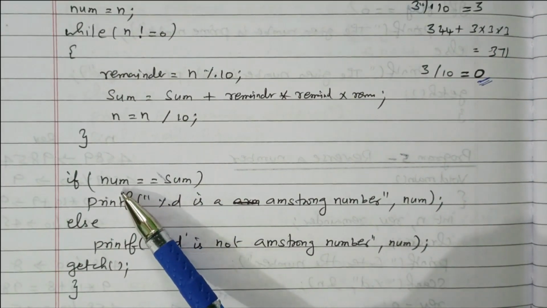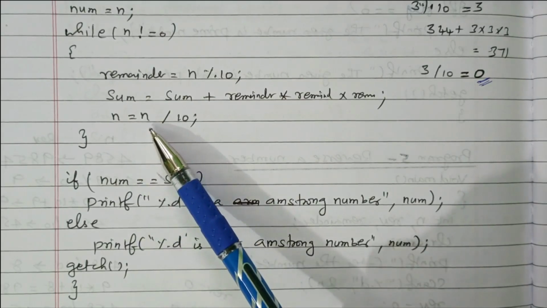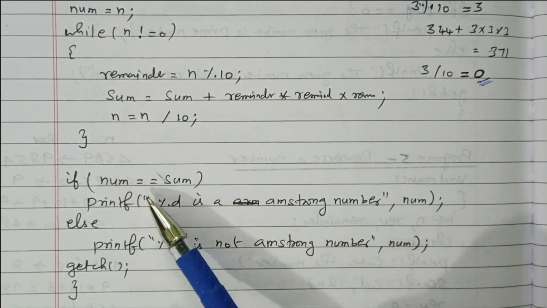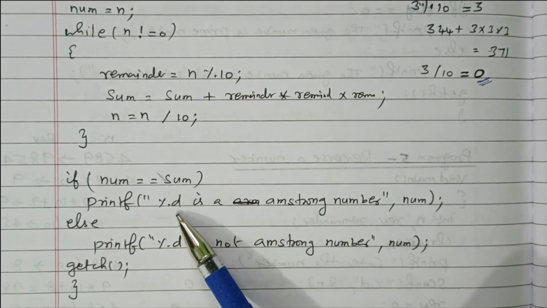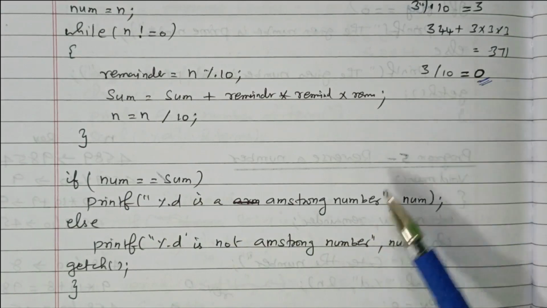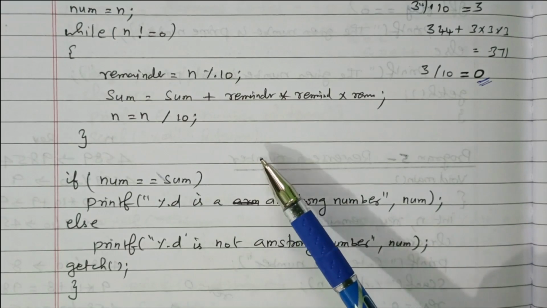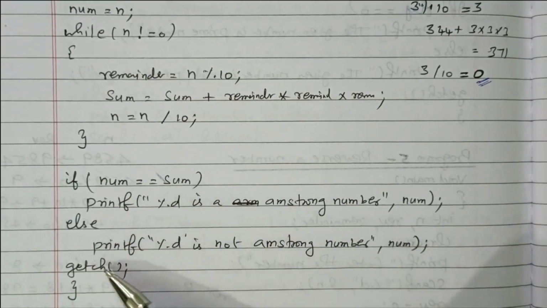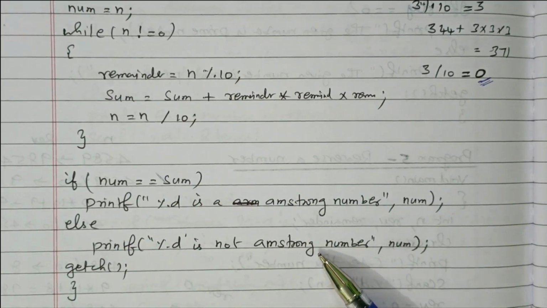The entered value is available in num, because now n is 0, so the original n is stored in another variable. So num equal to sum. If both are equal, then num is an Armstrong number, right? For example, 371 means these two will be equal. For some other number like 200 or 300, these two are not equal, else print %d is not an Armstrong number.